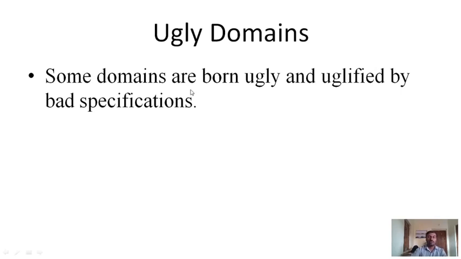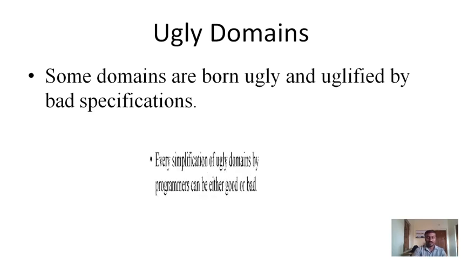So these are the properties of nice domains. If these properties are satisfied, then those domains come under nice domains. Then what is meant by ugly domains? If these properties are not satisfied, then the boundaries may have problems or holes in them. Such domains come under ugly domains. Some domains are born ugly and uglified by bad specifications. Some domains, when newly created, are ugly, but some domains may be uglified due to bad specifications.